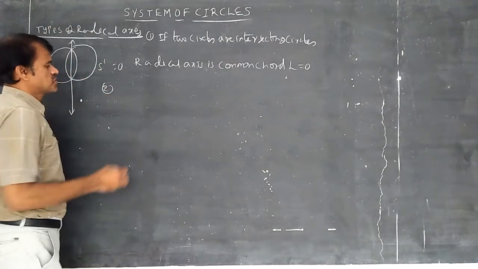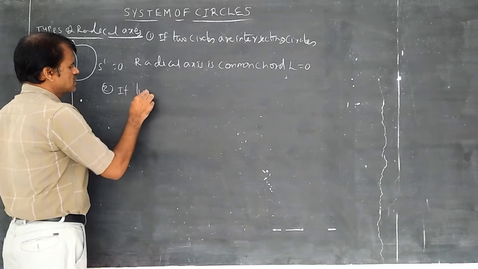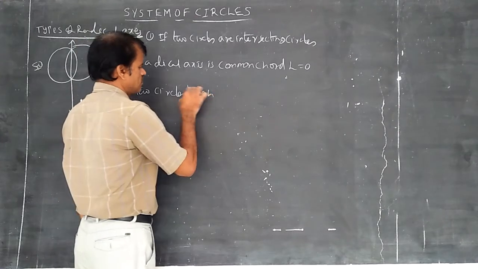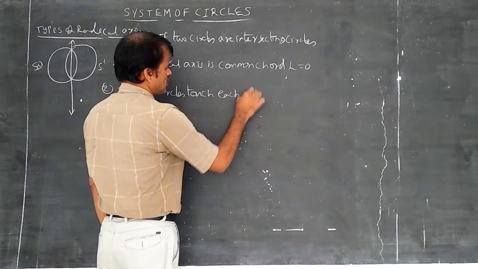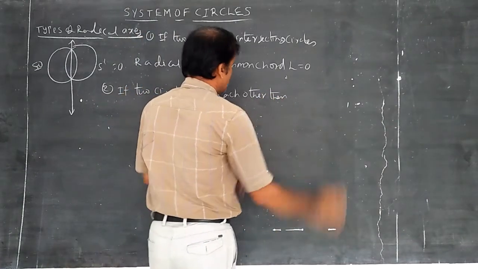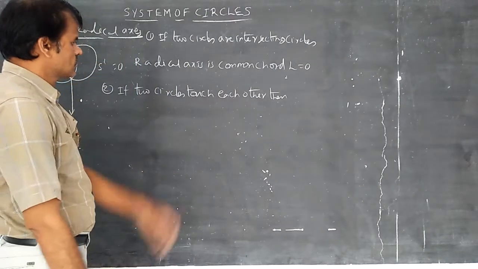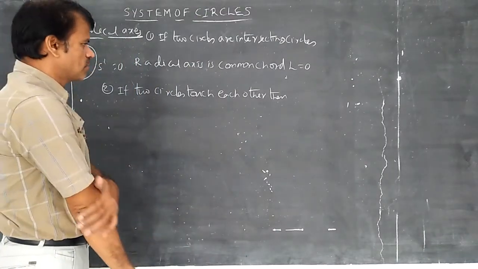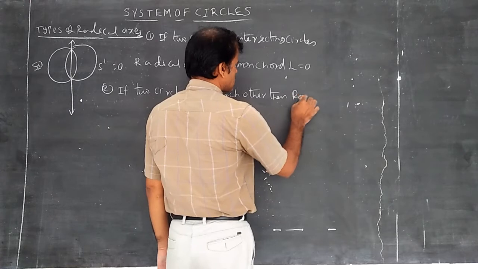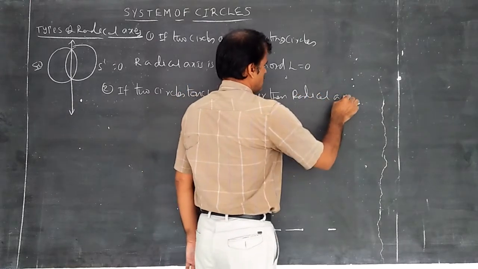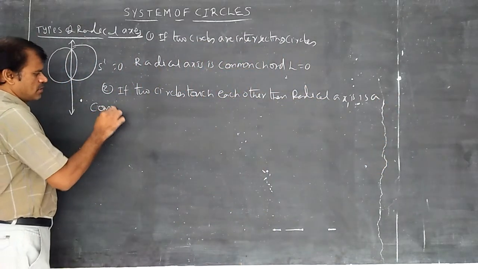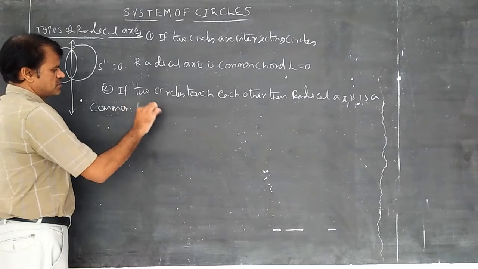Next, the second case, if two circles touch each other. If two circles touch each other, externally or internally, but the circles should not be concentric, then the radical axis is a common tangent. Radical axis is a common tangent.